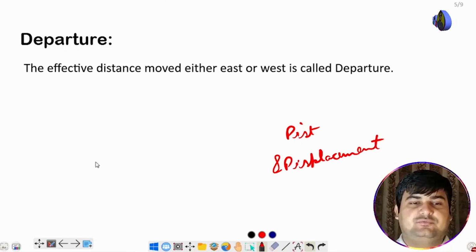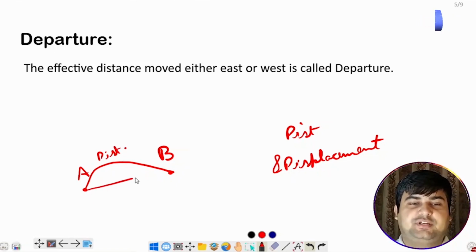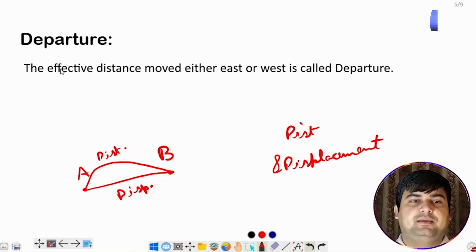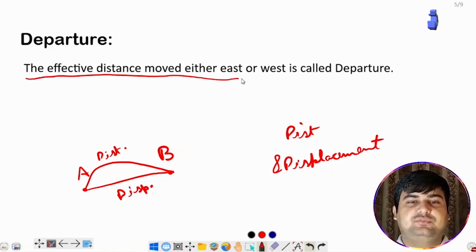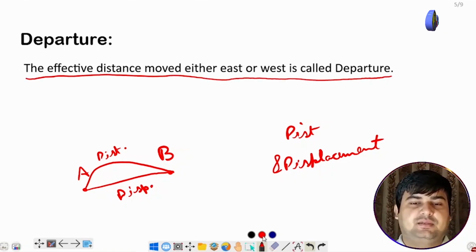So distance is what? Like from point A to B. If you go from point A to B like this, it is called distance. But if you go straight, this is called displacement. The departure is similar to this thing. So what it is saying is, the effective distance moved either east or west is called departure.